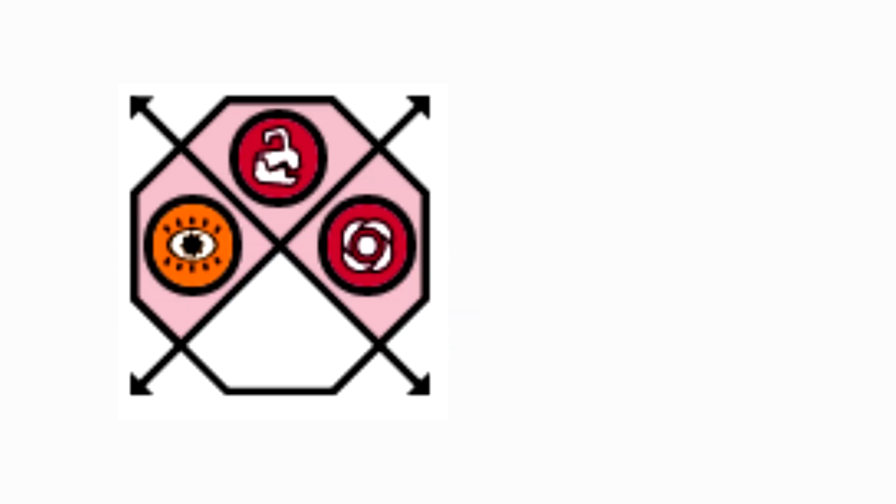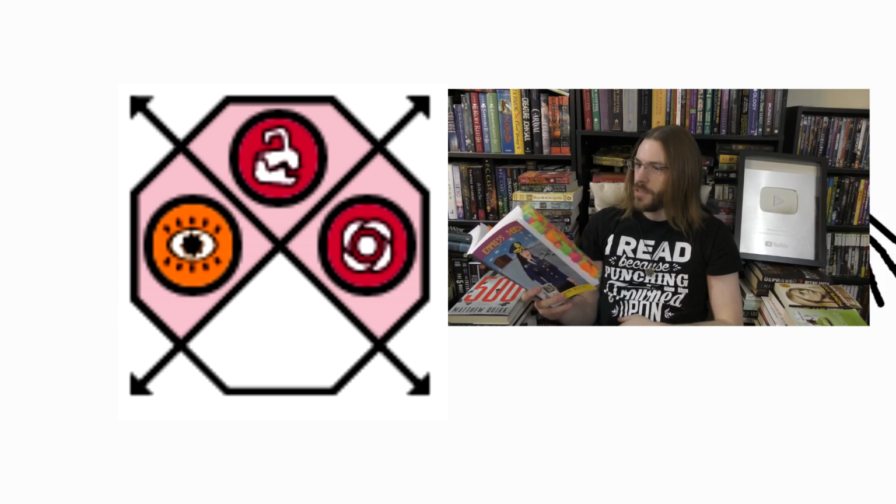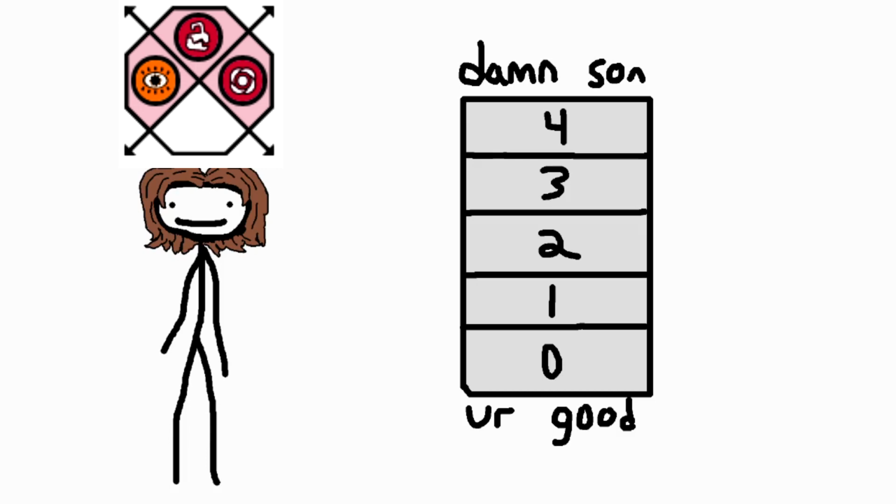So the three colored diamonds, or if you want to be politically correct, the African American diamond. I'm not sure if that's racist, but that's probably racist. Each have a number from 0 to 4. And each of these is like a threat level for that category.